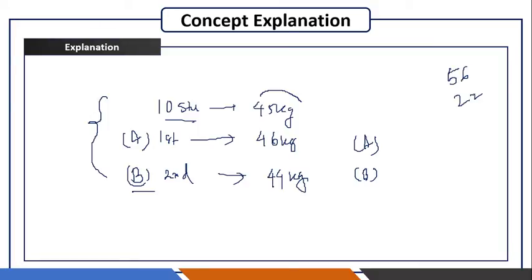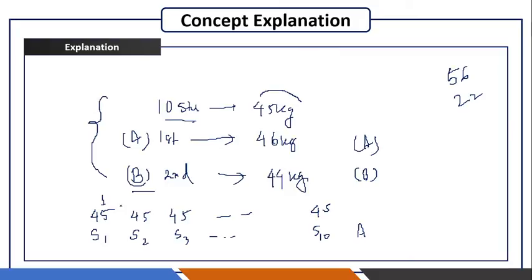Now, how can we solve the problem fast? Let's say we initially had 10 students, S1, S2, and so on up to S10, and the average weight of the 10 students was 45 kg: 45, 45, 45, and so on up to 45. Now when A joined, the average weight became 46. So what A did is that A increased the average weight of all these people by 1.